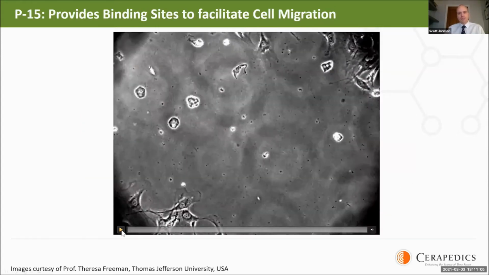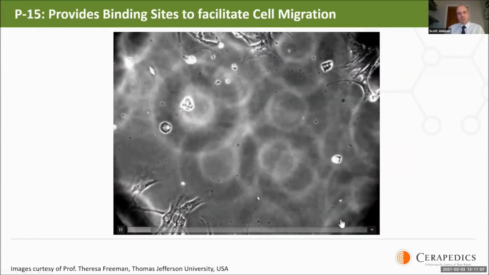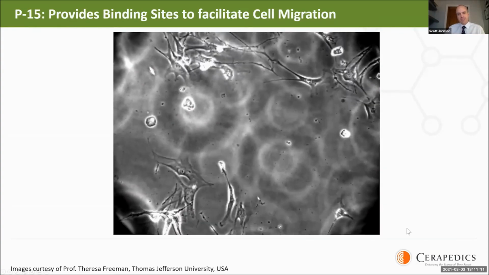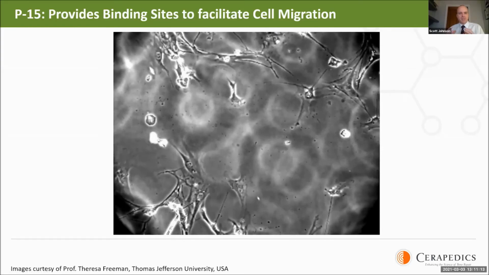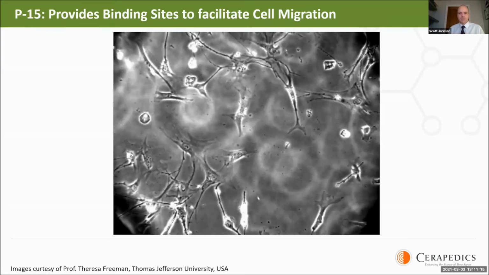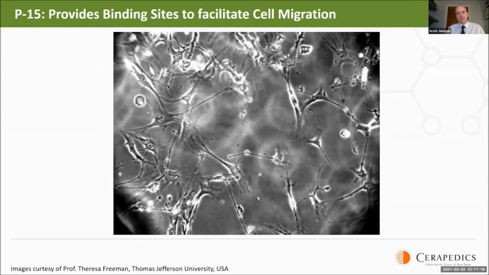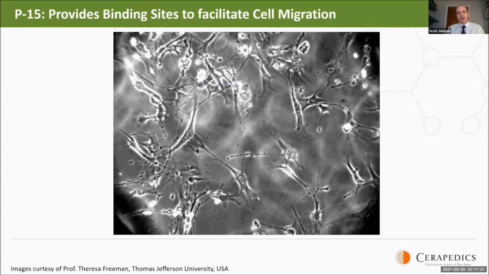So in terms of the cell migration, by providing specific binding sites on the surface of the calcium phosphate scaffold, P15 improves the ability for cells to migrate and populate the surface more rapidly. This is just an illustration of those cells spreading out across a surface that is charged with P15.